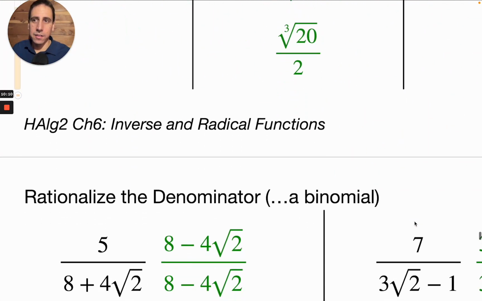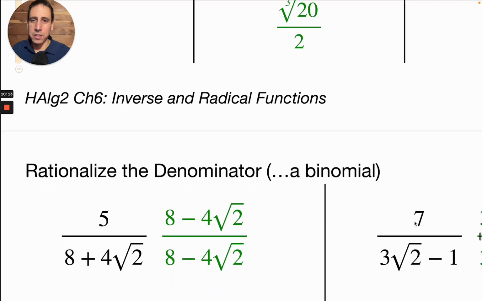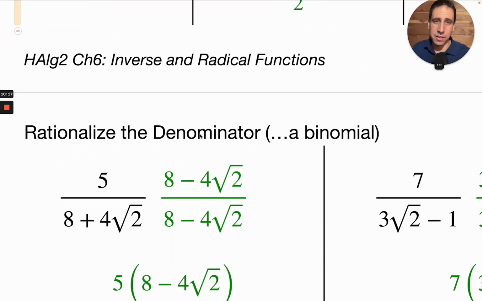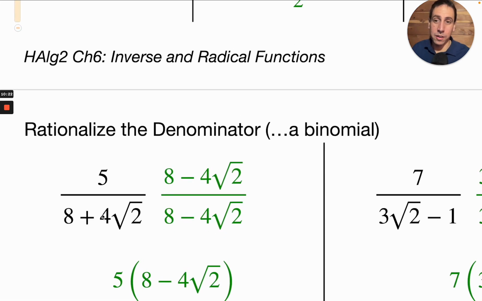All right, now, second half of this. What does it look like to rationalize a denominator when it's a binomial? Everything on the first half of this lesson was a monomial, but now it's a binomial. You can see there's two terms right here.